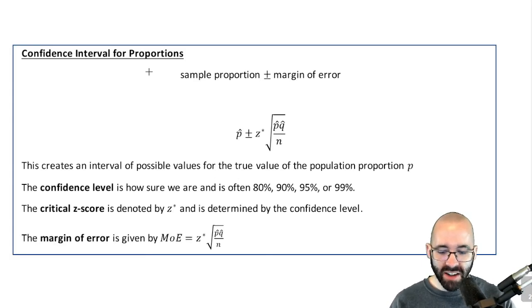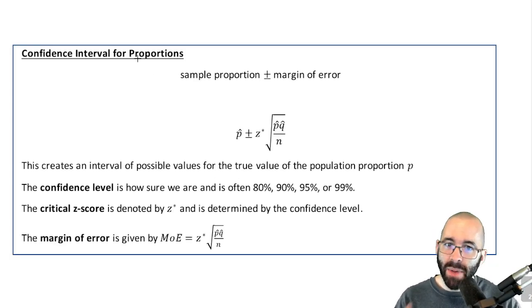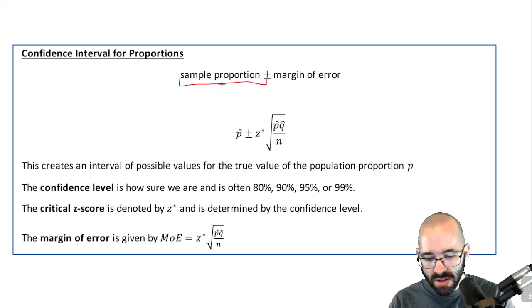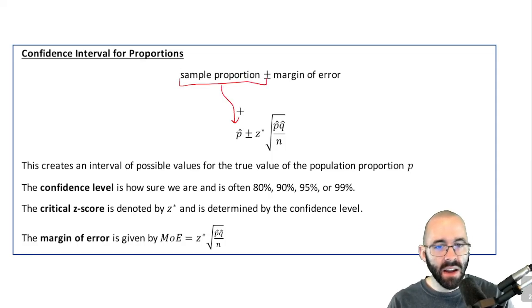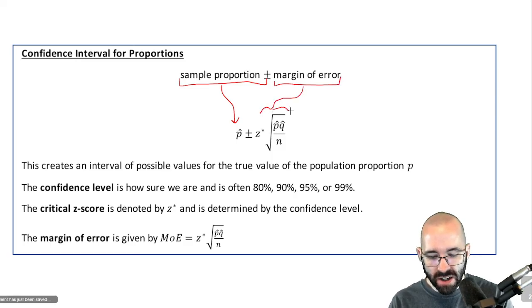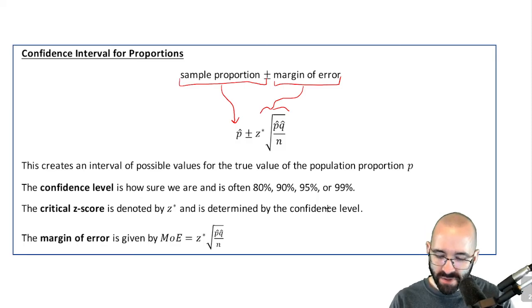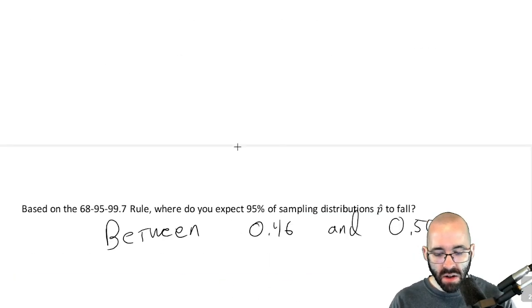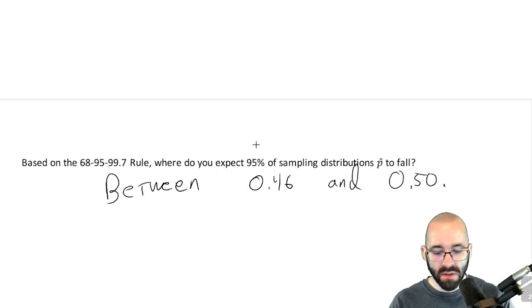So quick summary, we're not going to use this too much yet, but I'm going to show you what we actually did. This is how we find confidence intervals. We take our sample proportion, right? That's p hat, and we'll add or subtract a margin of error. That's this whole guy over here. And so this creates an interval of possible values. Confidence level is how sure we are. Usually one of these numbers. What do you think our confidence level was for this one? Yeah, 95% was our confidence level.